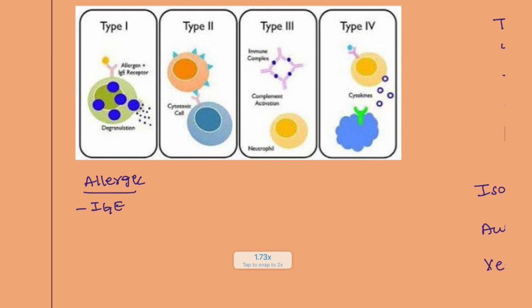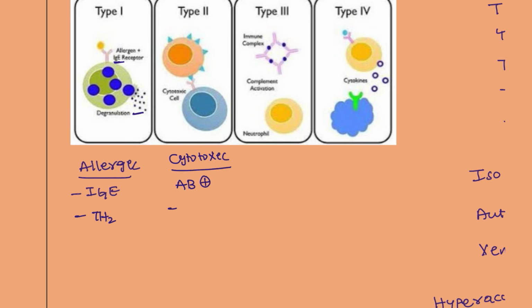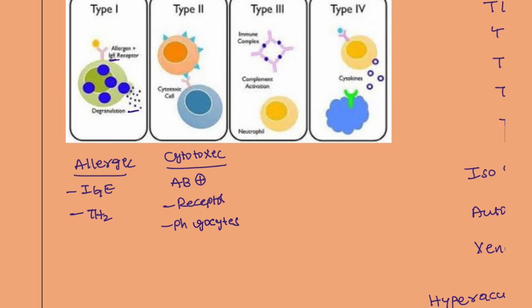Here you can see how the IgE receptor is going to release the granules from the mast cells, and that is going to act with the help of the T helper cells. Okay, next, type 2. Type 2 is mostly cytotoxic. This is the cytotoxic reaction. Mostly antibodies are formed, and here the antibodies are going to destroy. This is related to receptors. Receptors are going to destroy, and sometimes phagocytes are also going to destroy here.